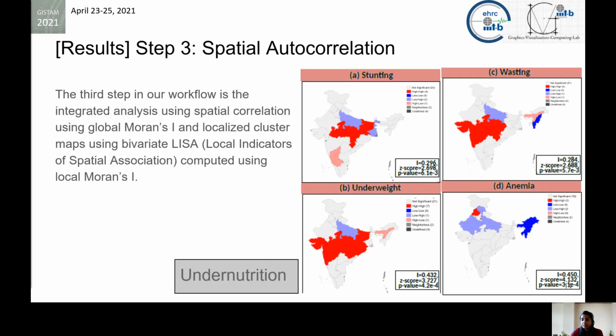Our integrated analysis of surveys is based on spatial statistics. The global Moran's I statistics for spatial autocorrelation between common indicators in both surveys for stunting, underweight, wasting, and anemia are given along with the bivariate LISA cluster maps in the figure shown. We see here that there is low spatial heterogeneity, which is statistically significant for stunting, underweight, and wasting.